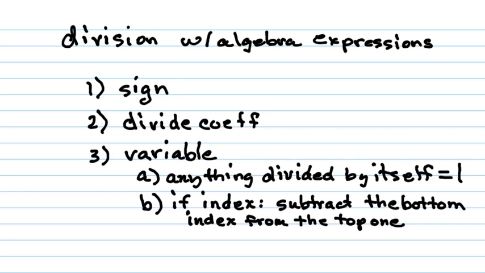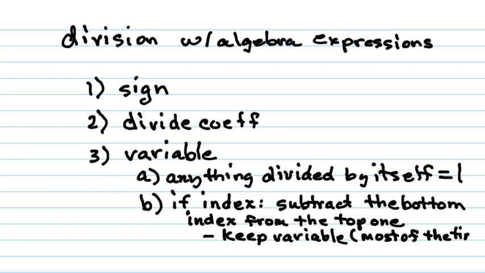This is what you should do. You shouldn't cancel. You should think of it as subtracting. And of course, you're going to keep the variable most of the time. You're not always going to do it, because if you divide it by itself, it turns into a what number? 1. A 1. So there's no variable left, right? So sometimes you can divide things completely away to make ones, right?